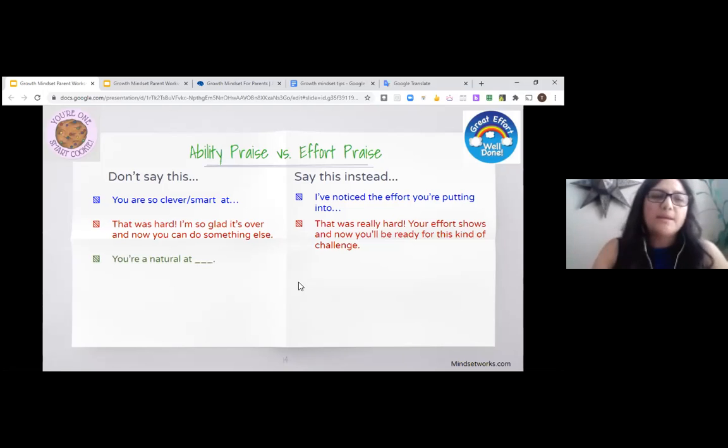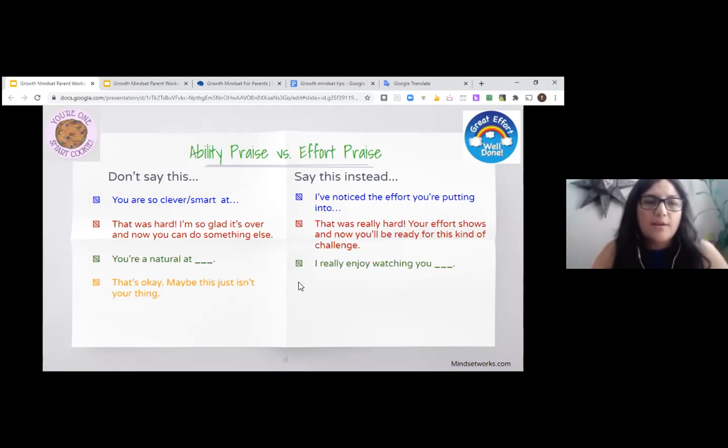Another example is, you might be saying, you're a natural athlete, or you're a natural writer, you're whatever it might be, you're natural, like this is a talent that you have. We really don't want to focus on that because it's very fixed. What we want to do is say, I really enjoy watching you play soccer, whatever activity that might be, because now you're highlighting that there's a shared enjoyment of the activity, regardless of what the outcome will be.